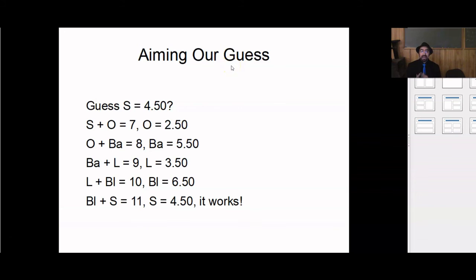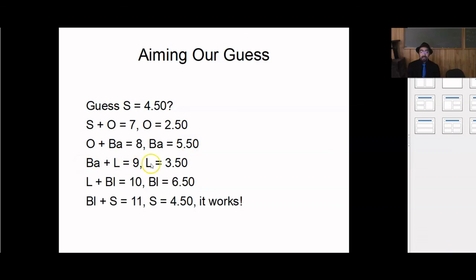Now that we know where to aim our guess, let's see what happens. We'll guess $4.50. Now it's a more educated guess because we were able to aim the guess. So we start with the strawberries costing $4.50. Strawberries plus oranges cost 7. That tells us oranges cost $2.50. Oranges and bananas cost 8. That tells us bananas cost $5.50.